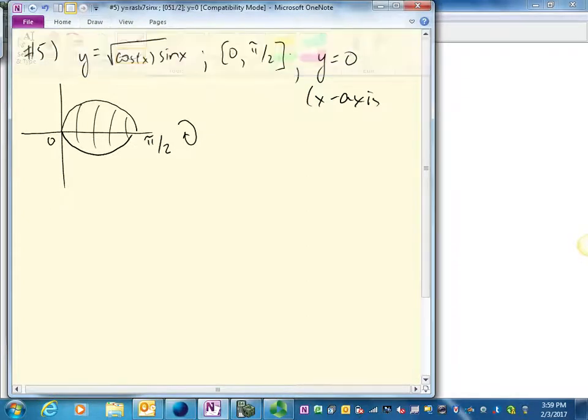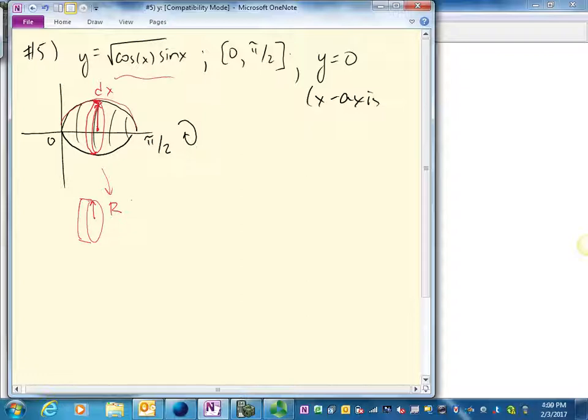Let me put in a disk. So a disk, if I do this one here, is going to look like this, and that thickness, which is here, is in the x direction, so that would be dx. So I pull this off. It's going to get messy here. I also need to figure out the radius. Well, the radius goes from the x-axis up to my curve. There is no inner volume. Nothing's been taken out of the middle. It's completely solid. So I just need a single radius. That radius goes up to my curve, and my curve is defined by my function y. So the radius is the square root of cosine x sine x.